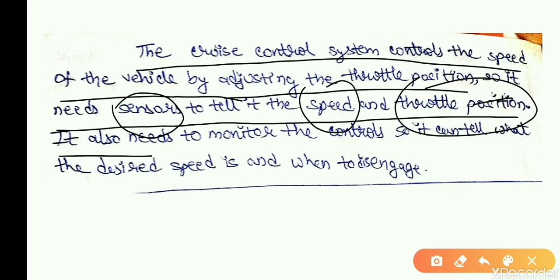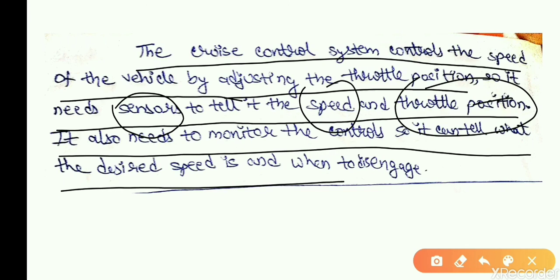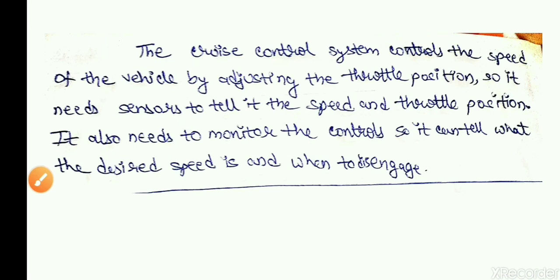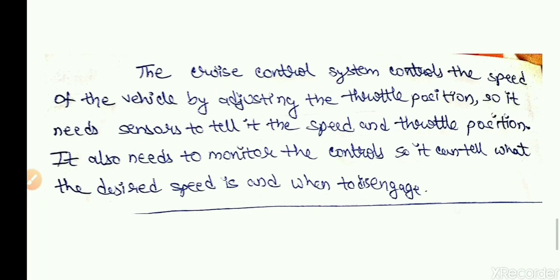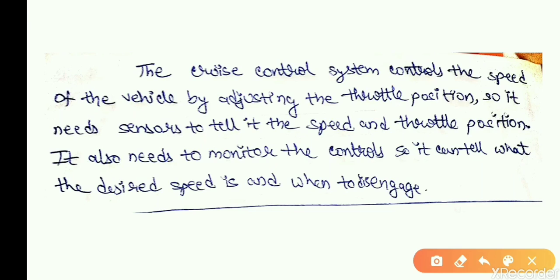Next, it also needs to monitor and control, so it can tell what the desired speed is and when to disengage. That means it tells the ECU of the engine how much speed is required of a vehicle, and when to disengage the ACC system.